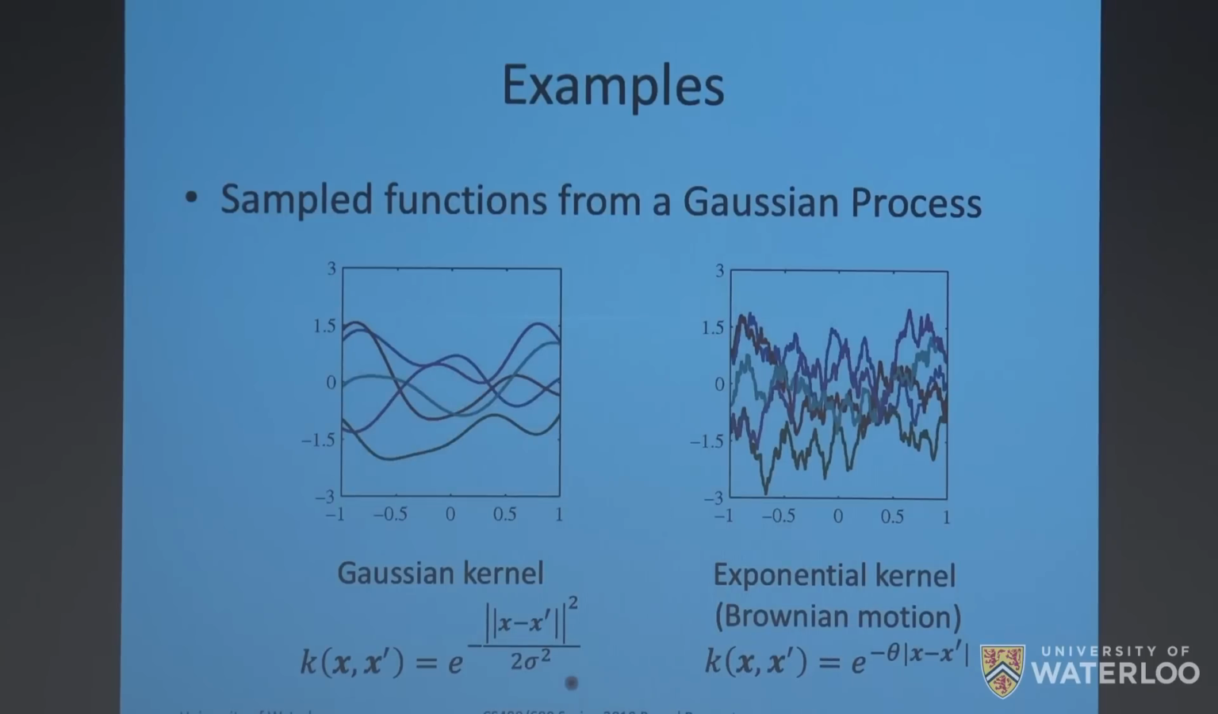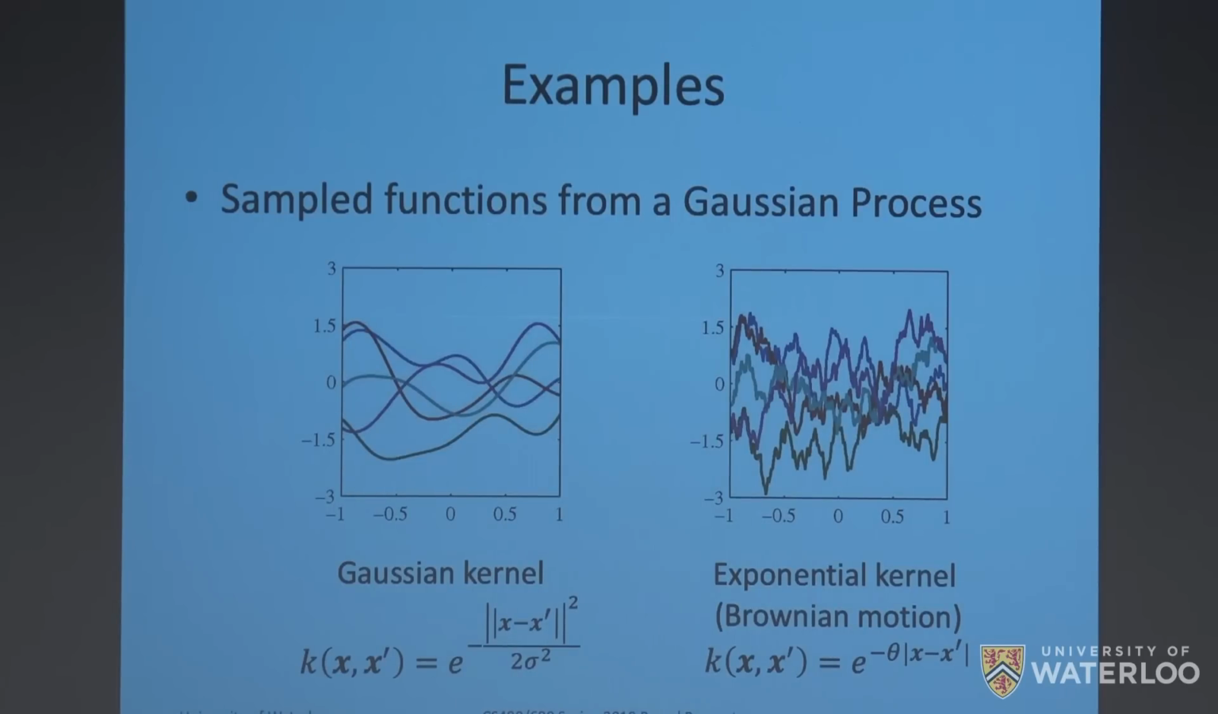Okay, we don't have to consider only Gaussian kernels. We can also consider exponential kernels. Here I'm showing you some curves that are sampled from these distributions. Depending on what kernel we use, the curves will have different properties. If we use the Gaussian kernel, the curves are going to be fairly smooth.